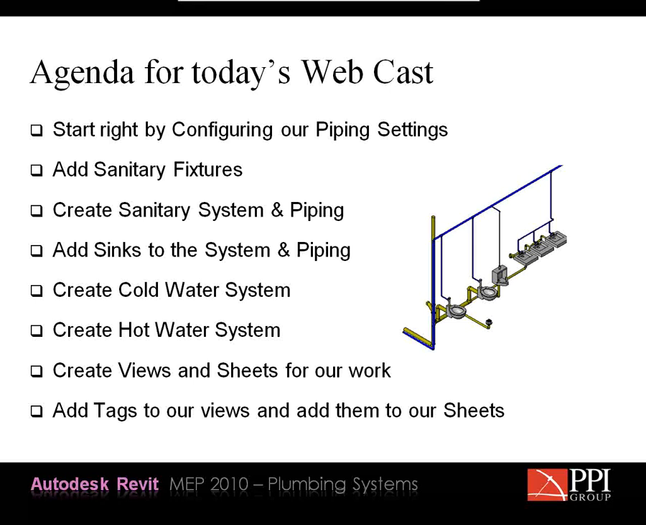We're going to add our sanitary fixtures to our restrooms. We're going to create sanitary system and piping, add sinks and the systems for that, and piping. We're going to create our cold water system and a hot water system. And we're also going to look at creating views and sheets for our work and being able to add those to our sheet and tag those views so that we have a sheet ready to go and send out to the architect. So let's begin.